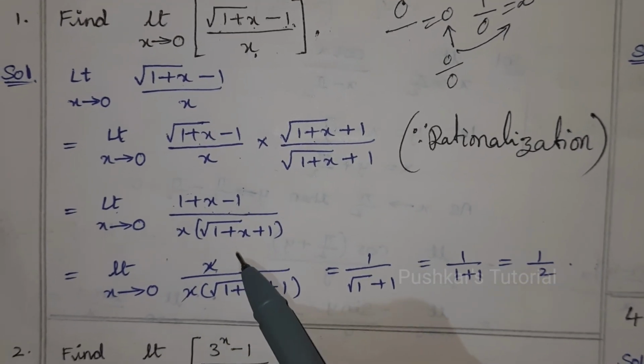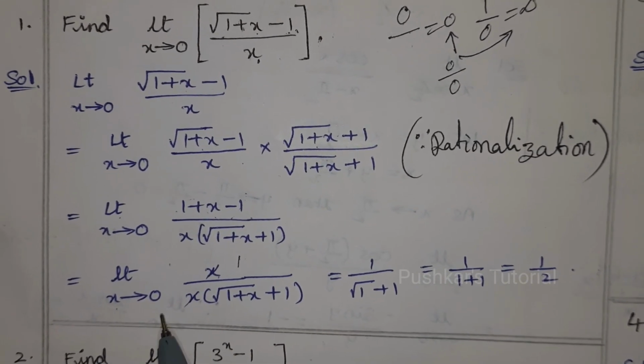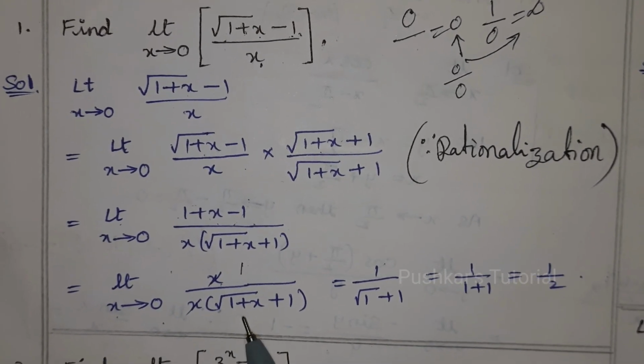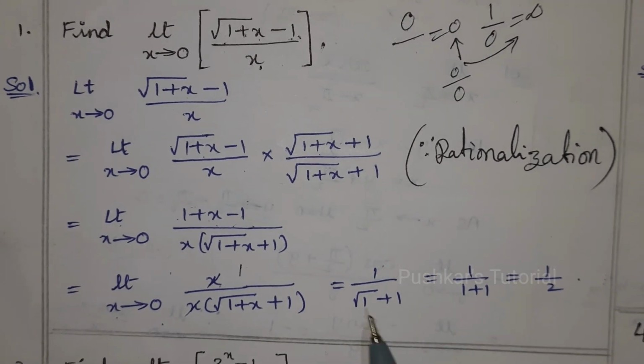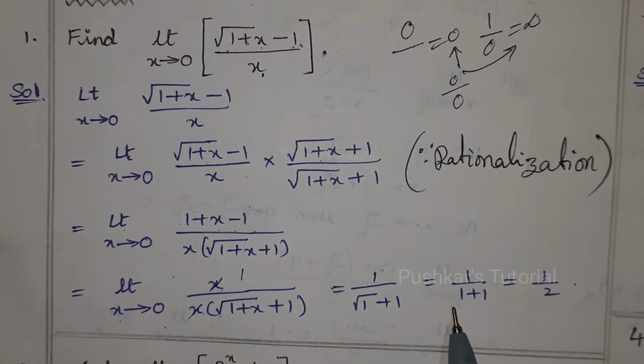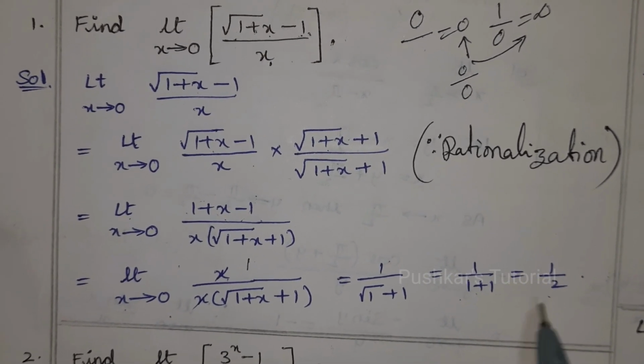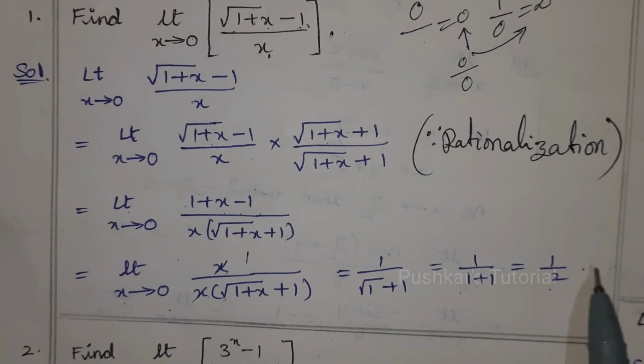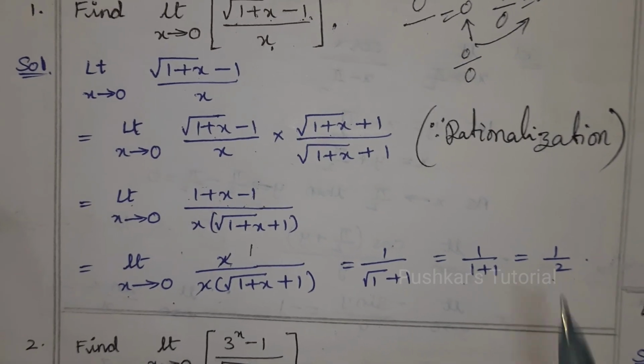Again x gets cancelled. So wherever x is there, you have to put 0. So 1 by 1 plus 0 value is 1. Root 1 value is 1. 1 plus 1 answer is 2. So students will slowly write up to here and they will write root 2, but it is not. You have to write simply 1 by 2.